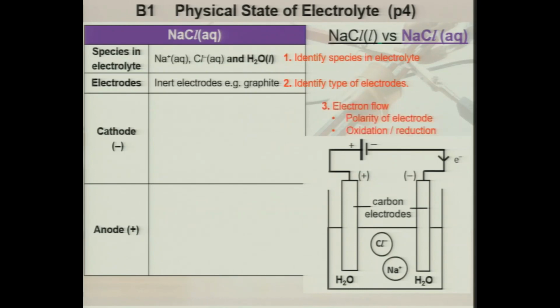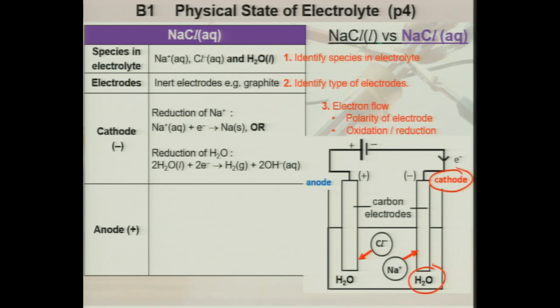We already established what happens at the cathode and anode, right? The sodium plus will get reduced at the cathode. But please be careful, because of water being present everywhere, it is very likely for water to be reduced as well. So you must think about, will water be reduced or will sodium plus be reduced? And how do I go about deciding that?